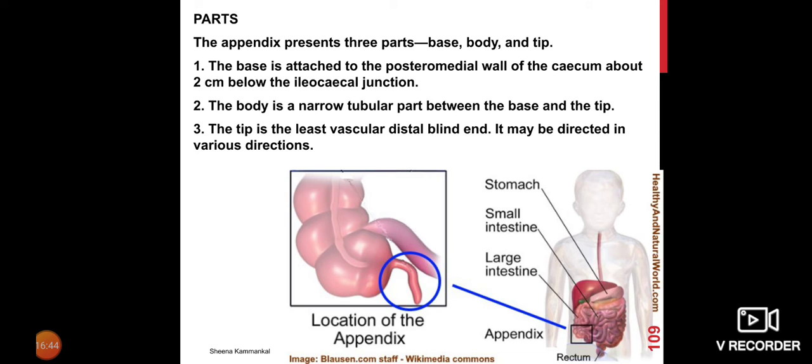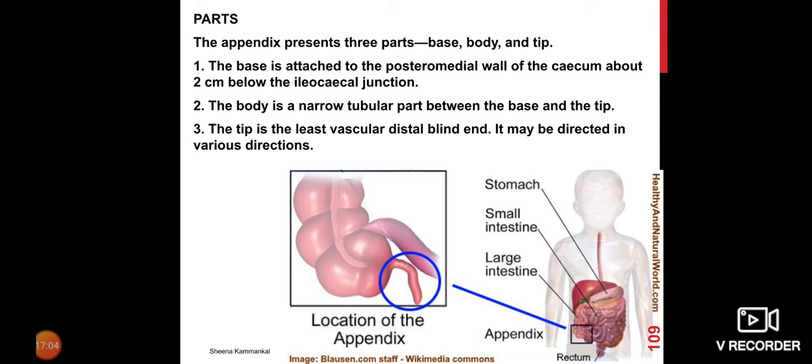The base is attached to the posteromedial wall of the cecum, about 2 cm below the ileocecal junction. The body is narrow and tubular between the base and the tip. The tip is the least vascular, distal blind end. It may be directed in various directions.